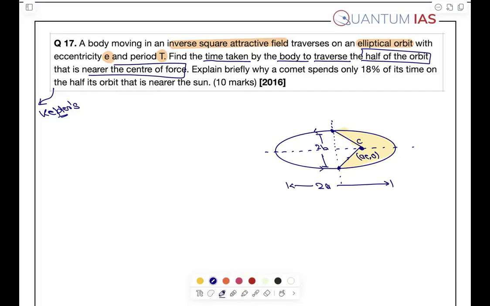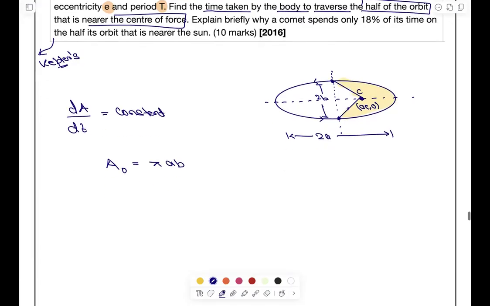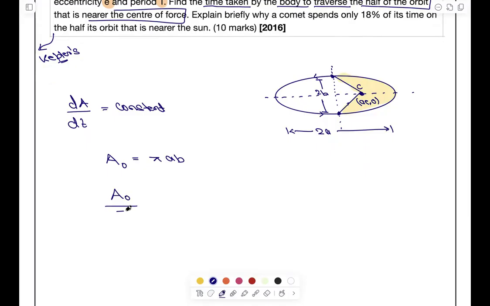From the second law of Kepler, we know that dA by dt, the rate of area, is always constant. So I can say that the total area of the ellipse, let's call it A naught, which is pi ab, divided by the total time period will equal the area swept by it divided by time. So simply the time will be equal to A by A naught into T. As easy as that. This is an easy question, so you can try it on your own also, but let's see the result.